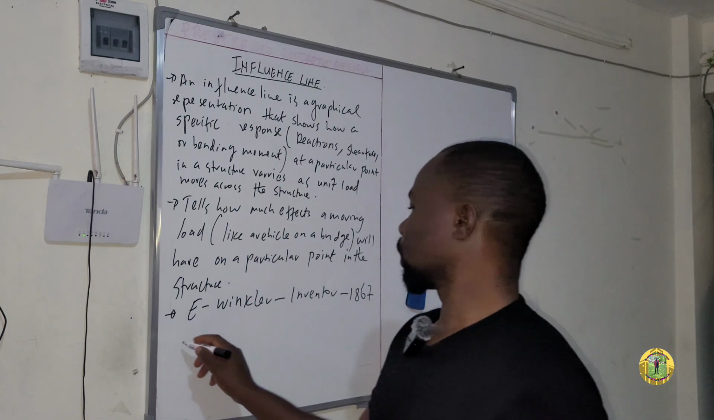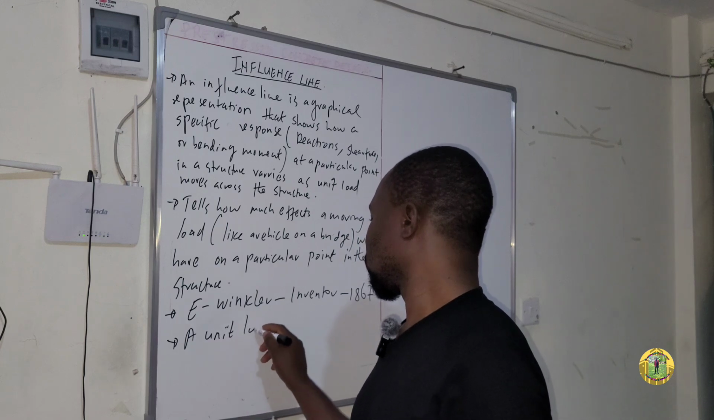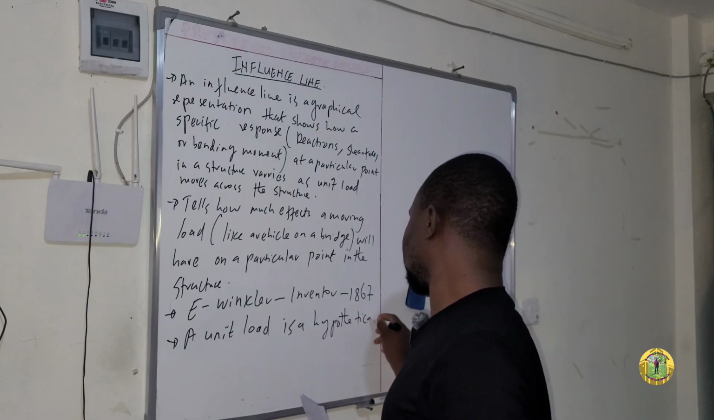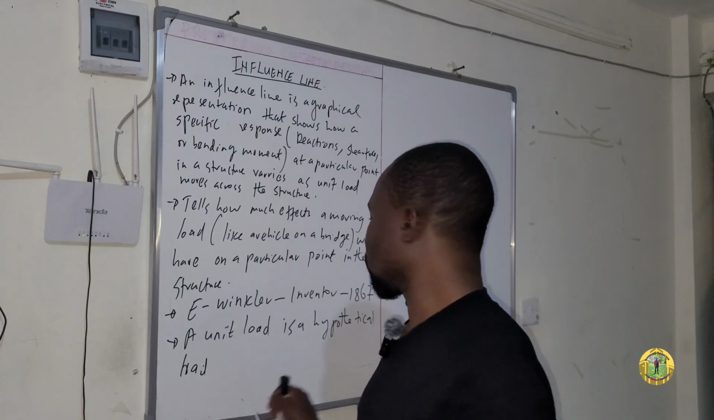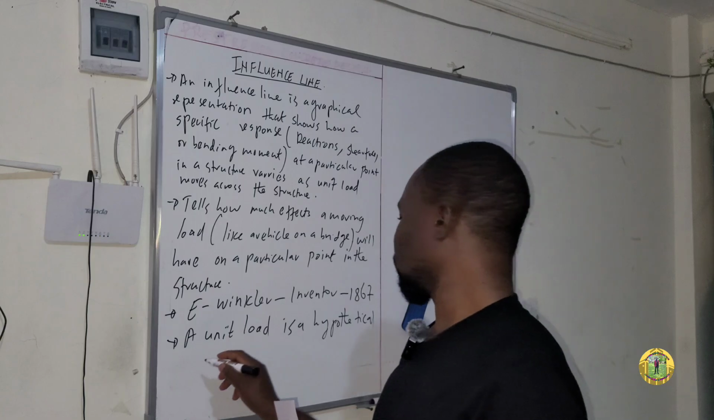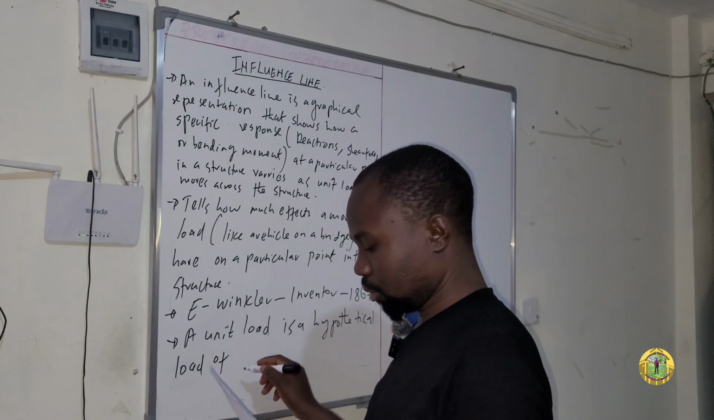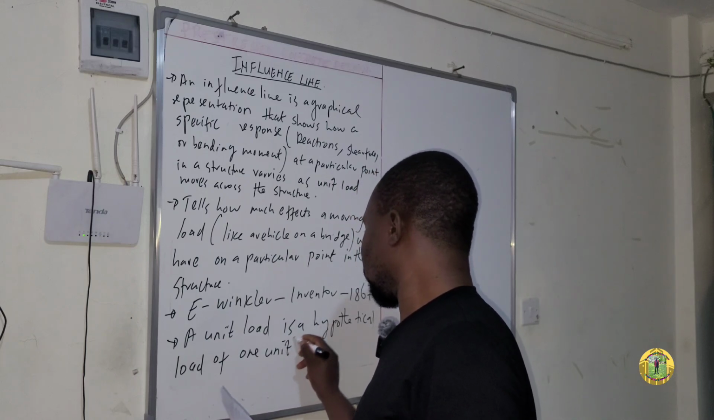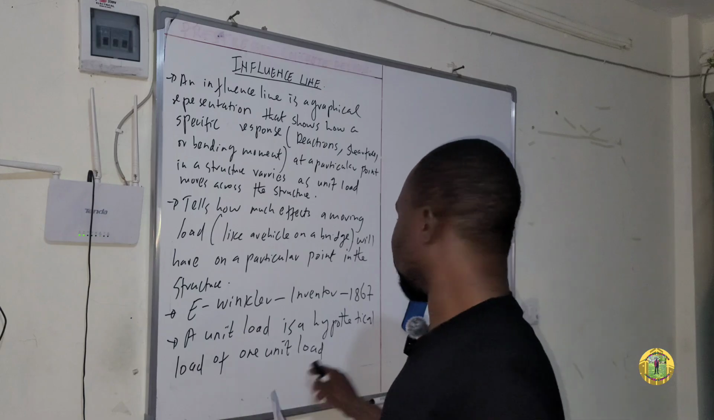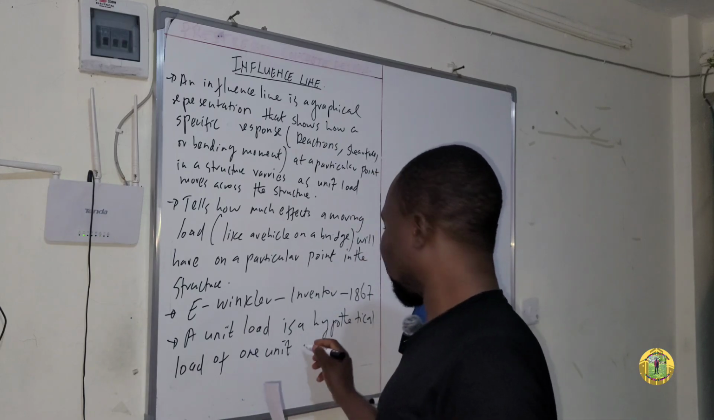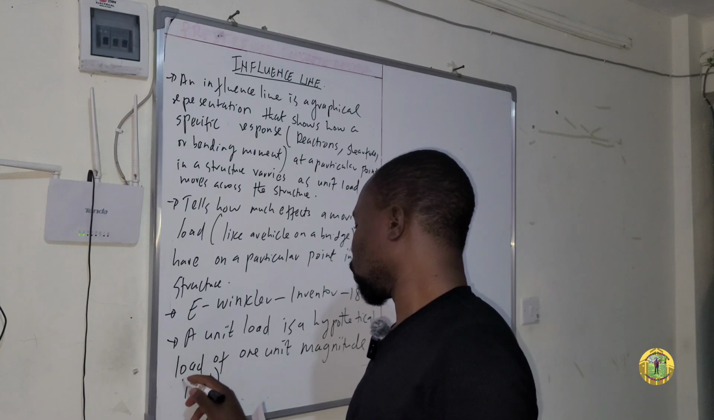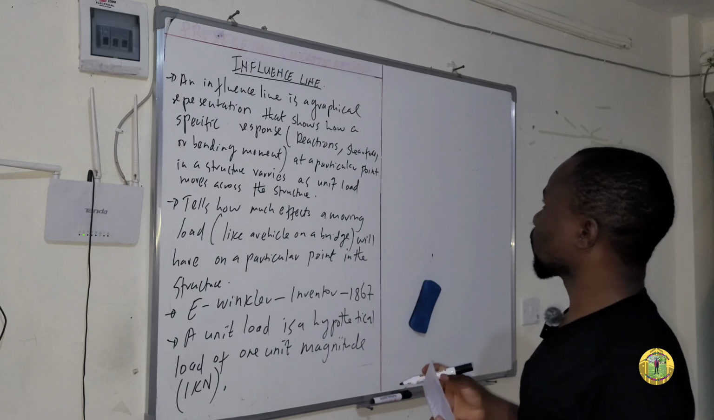And what is a unit load? A unit load is a hypothetical load of 1 unit magnitude, usually 1 kilonewton.